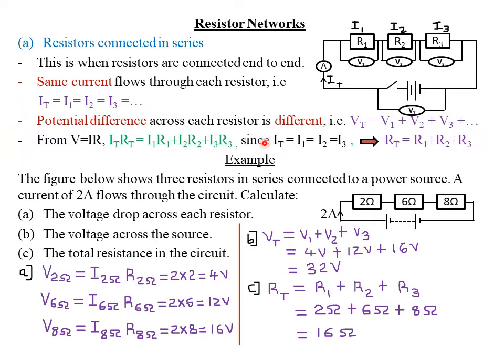Then since for series connection you have seen that I total, the total current, is equal to the current through each of the resistors, it means that I total is equal to I1 is equal to I2 is equal to I3.